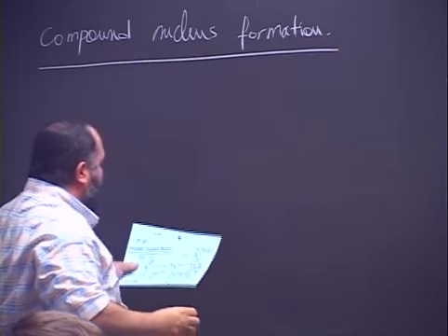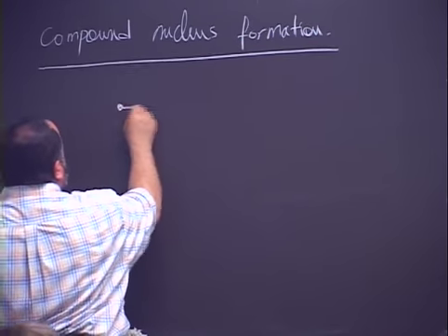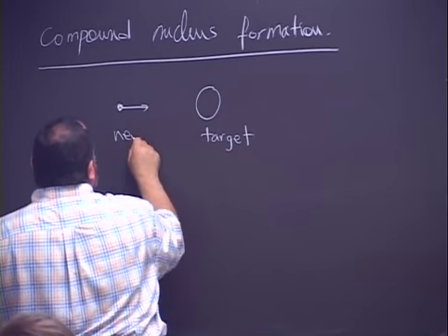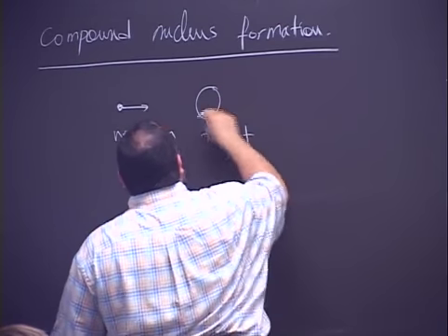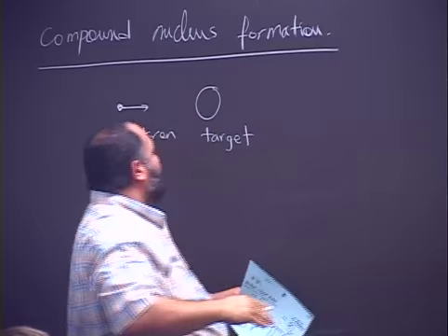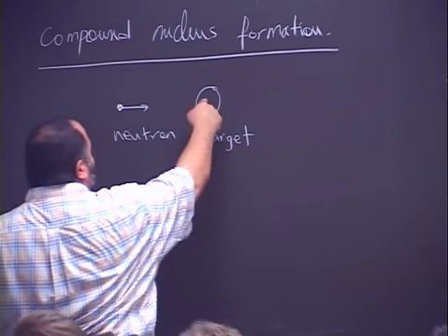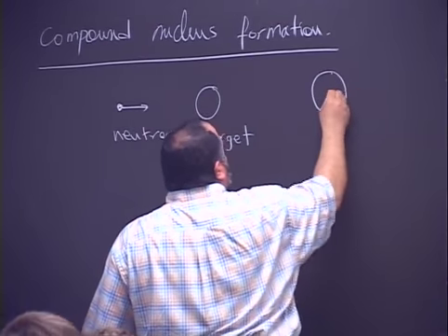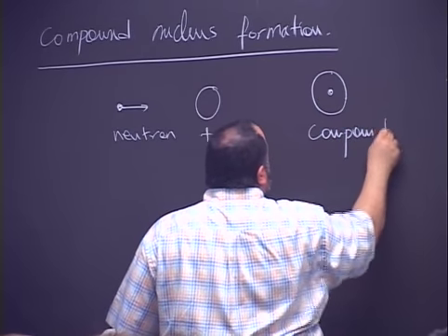If you have a neutron coming to hit a target nucleus, so this is the target, and this is the projectile, in this case a neutron, then what happens is there will be a transition state, or a transition reaction, where the neutron will get inside the nucleus and it will form what we call the compound nucleus.